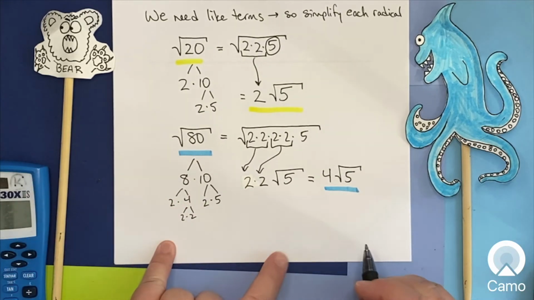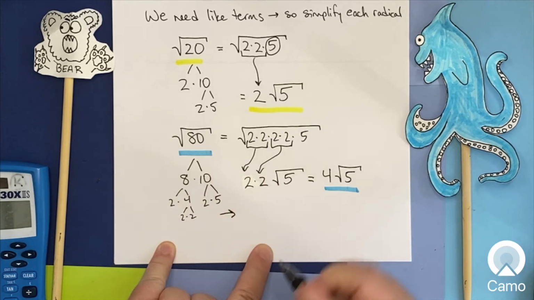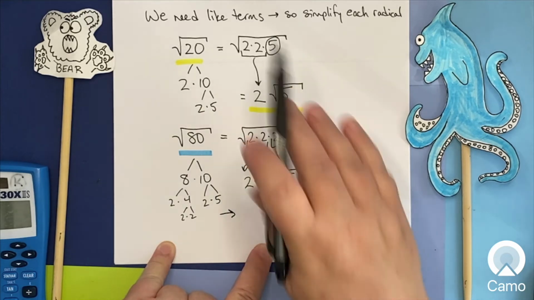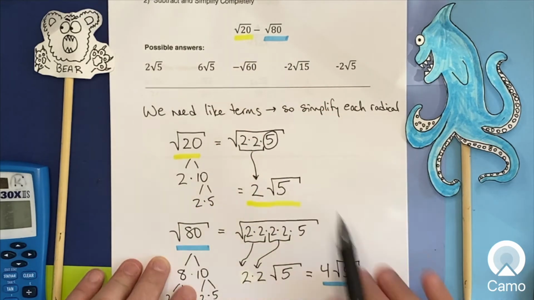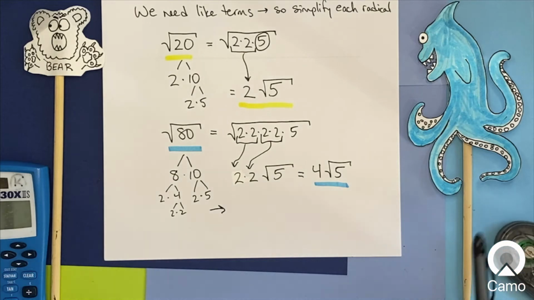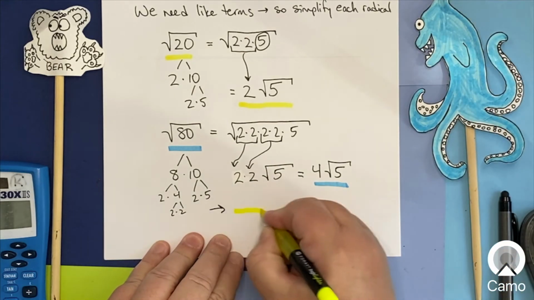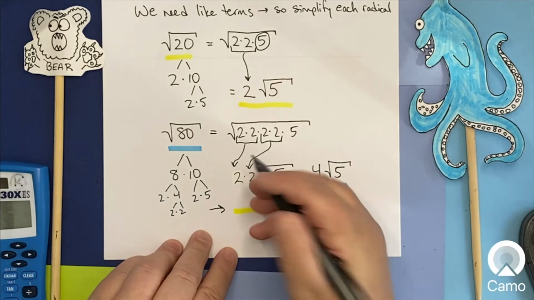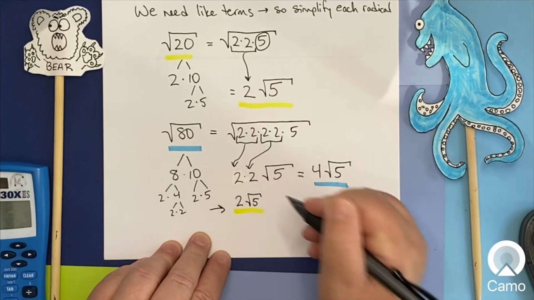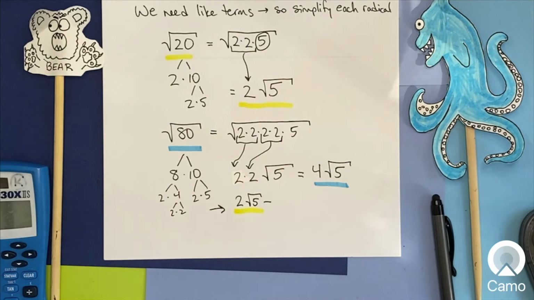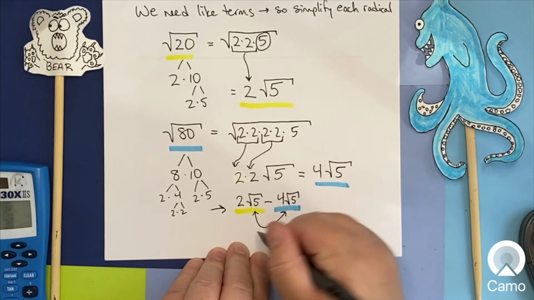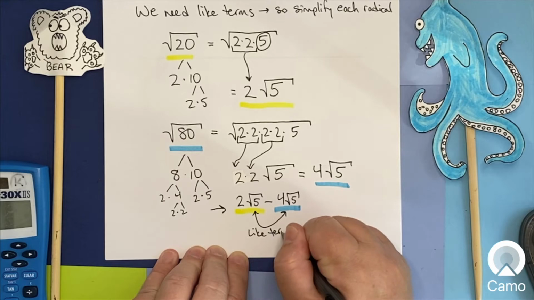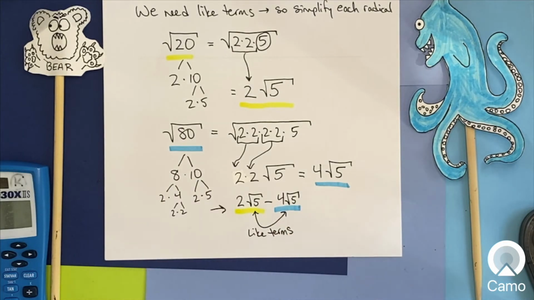So, next up, I need to rewrite this as, oops, let me come back up here. Radical 20, the yellow one, minus radical 80, the blue one. So I need to write the yellow one, which we know reduces to 2 radical 5. And I'm going to subtract the blue one, which we know reduces to 4 radical 5. And now they're like terms, because their radicals match.